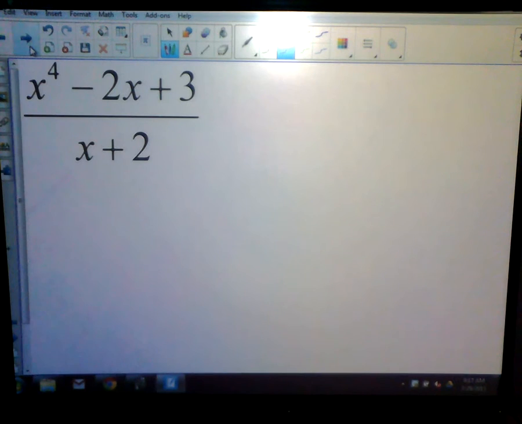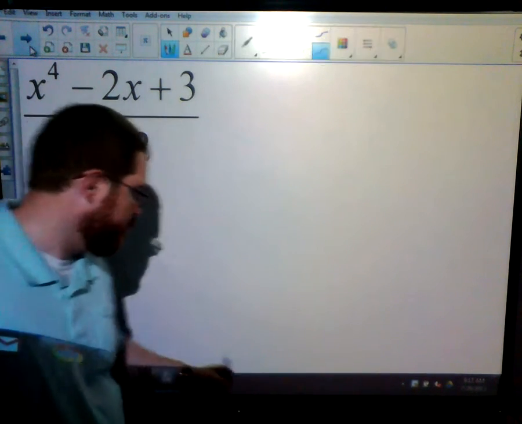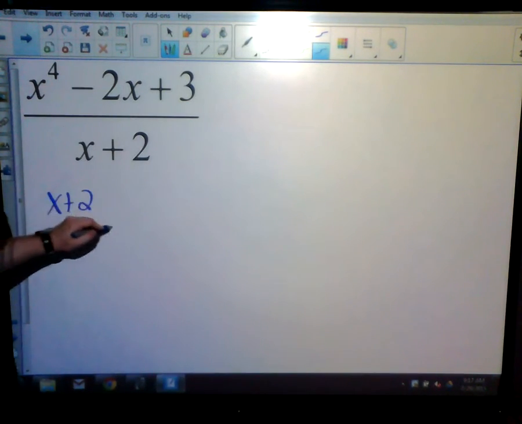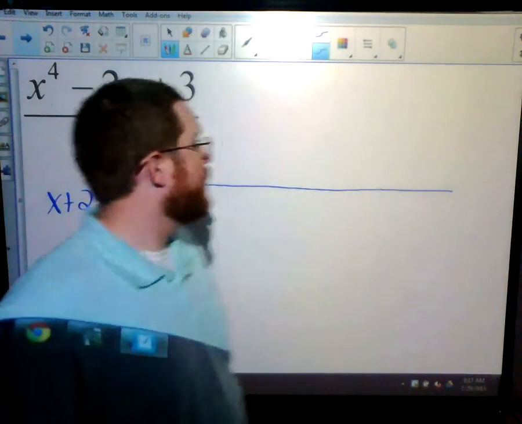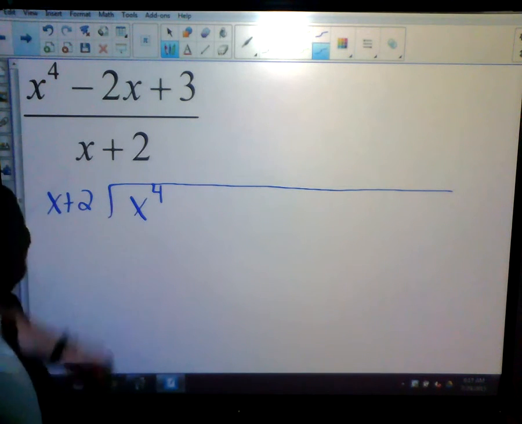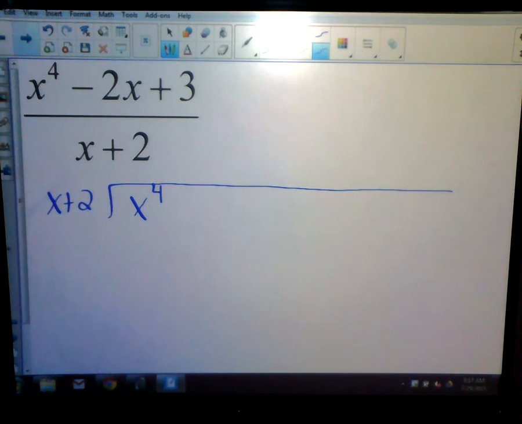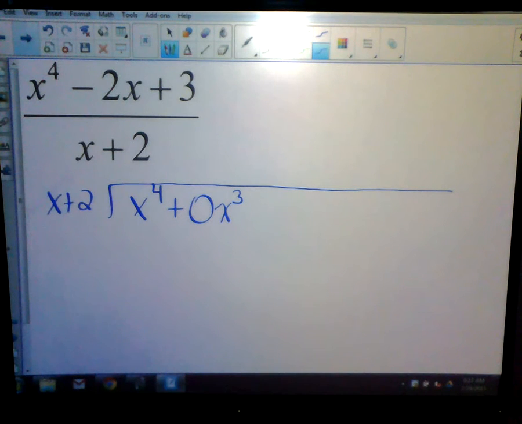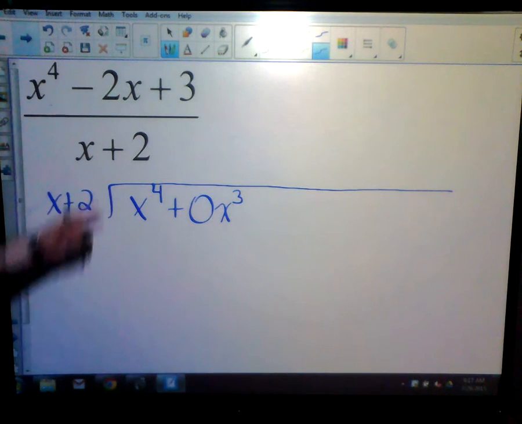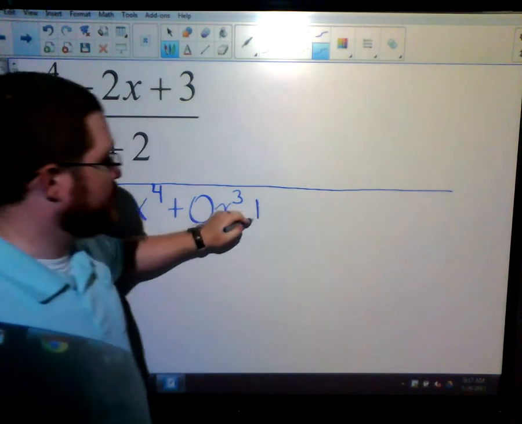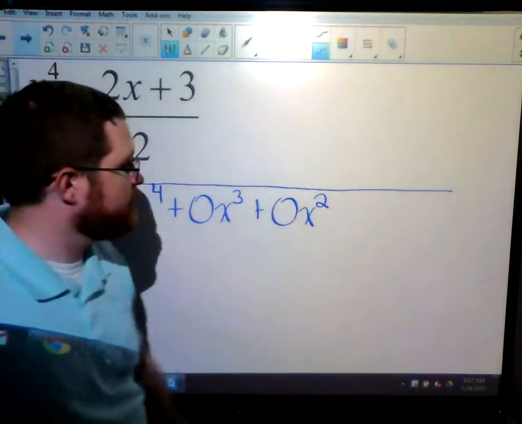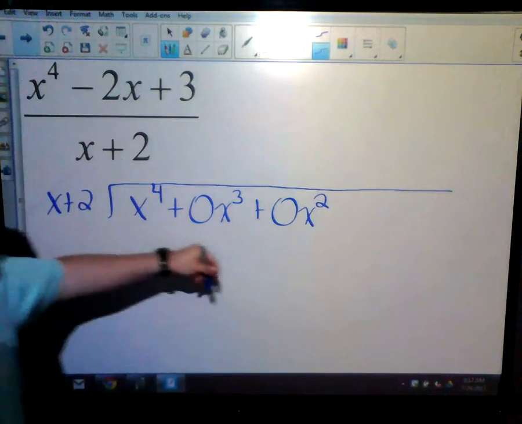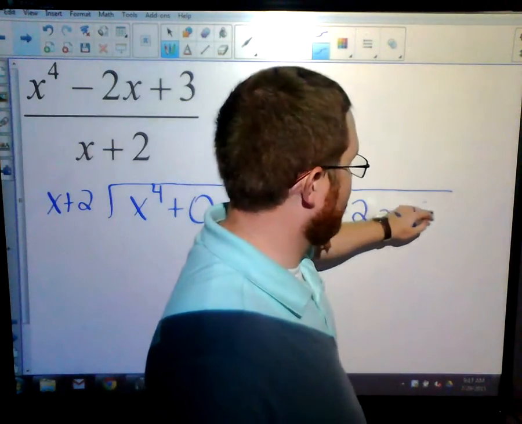Let's try this one. And this one is a little bit tricky. Not because it's any different, but because of the way it's written. X plus 2 goes in the bottom. Notice, I start out with x to the fourth. My next term should be x to the third, but I don't have any x to the thirds. So I have to dummy in 0x to the third. My next term should be x to the second, but I don't have any x to the seconds. So I have to put 0x to the seconds in there. My next term is x to the first, so minus 2x plus 3.